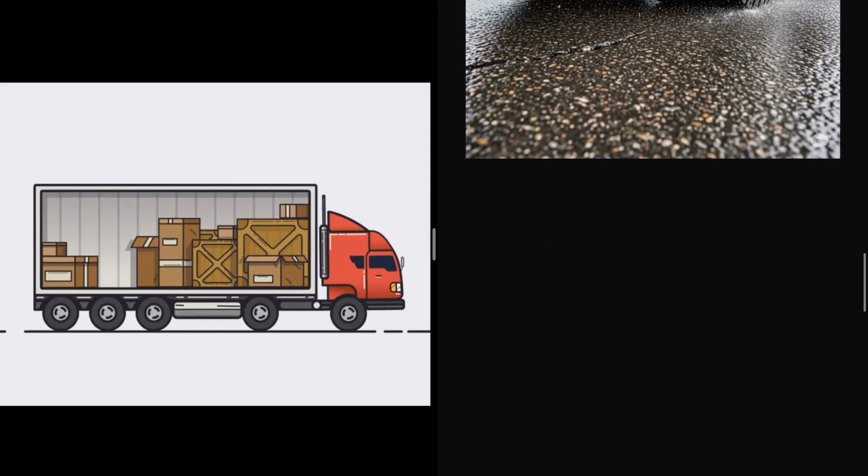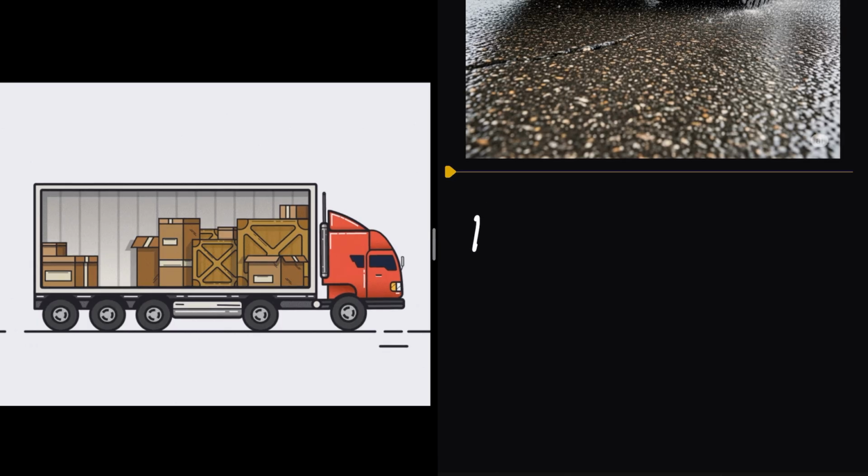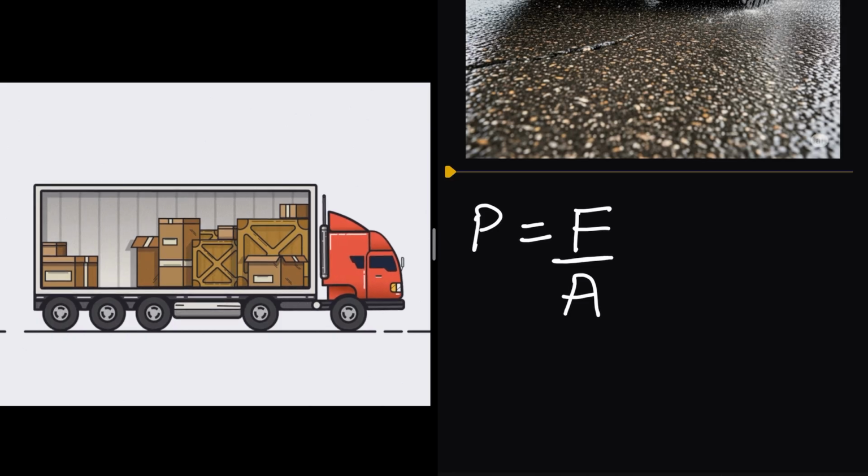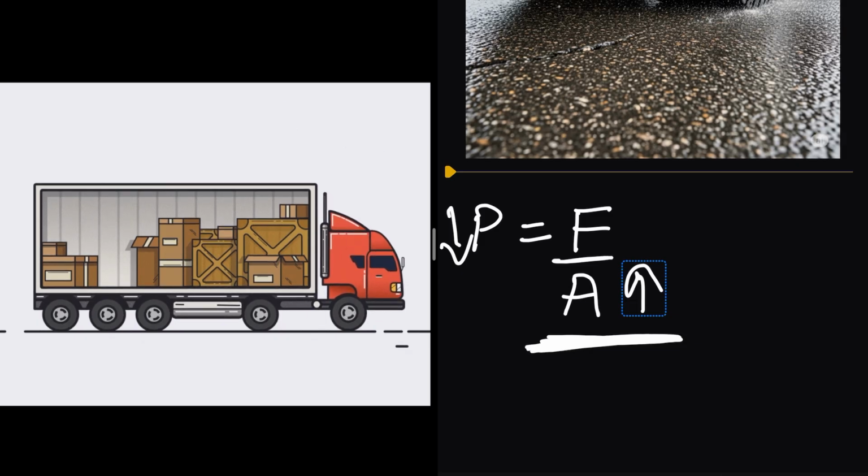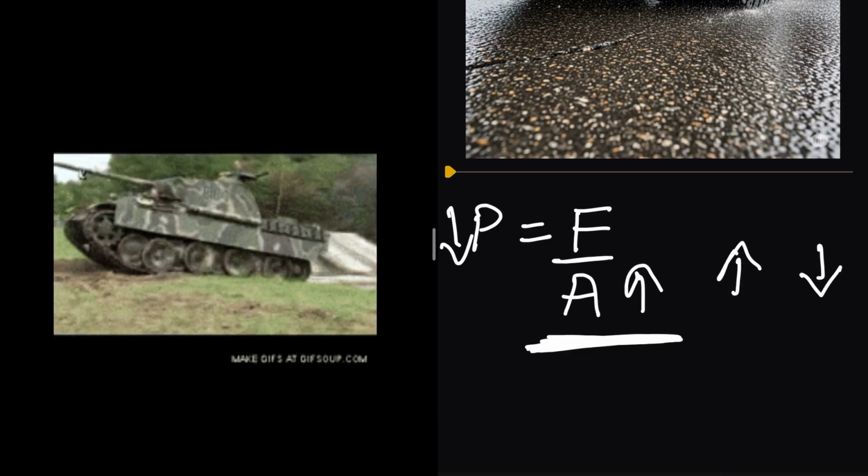The answer is the same, students, because pressure is force per unit area. By making the tires broader, we are increasing the area, and if the area increases, the pressure will decrease. By increasing the number of tires, we are increasing which factor? Area. And if the area increases, the pressure will decrease. Clear, students? Okay, let's move to the next example.